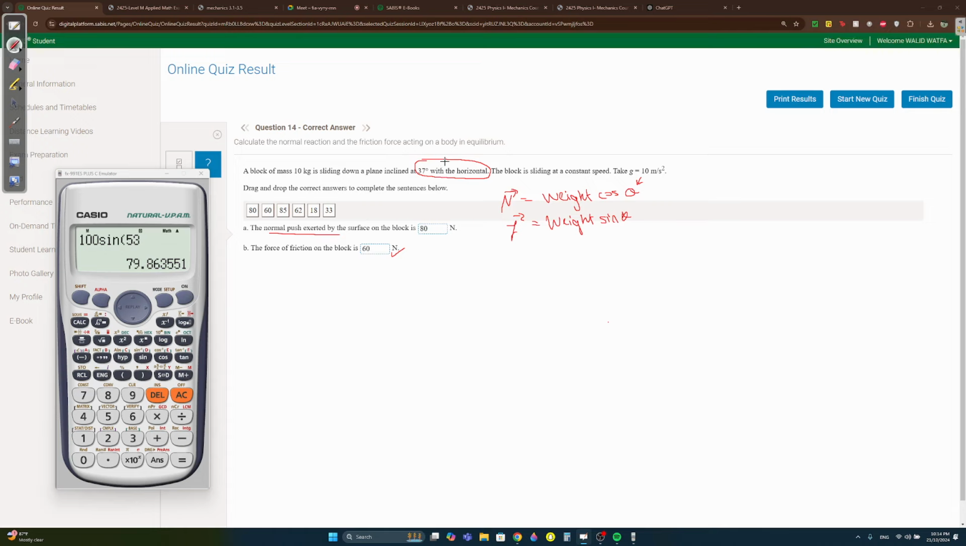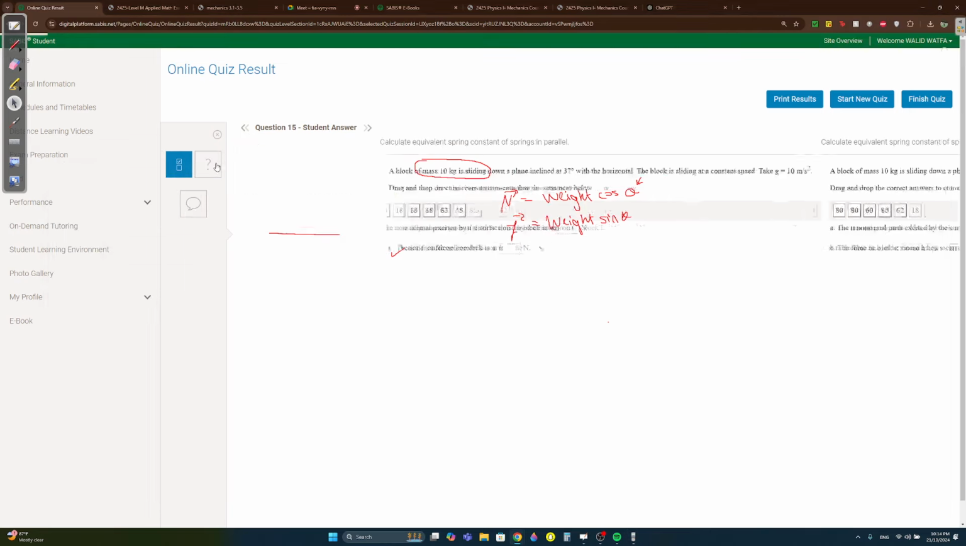This is only for this case. But if you decided to do 90 minus 37, or for some reason they gave you this angle here, then you would switch cosine and sine. But that never happens. 99% of the time they give you the angle with the horizontal. You want the normal, you do weight cosine theta. The weight is 100 cosine 37, which gives you 80 for the normal push. Same thing, 100 sine 37 is around 60.